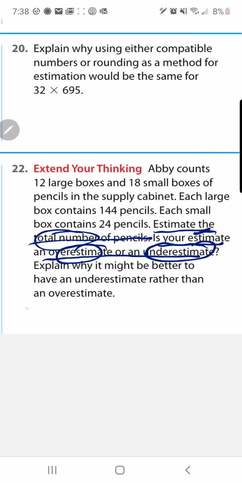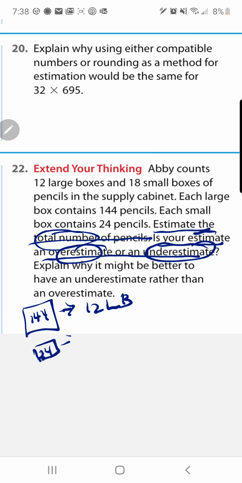First, here are the large boxes, right? And they have how many pencils in each? 144, right? And that's a total of 12 large boxes, LB for large boxes. And then, of course, we've got the smaller boxes, and each small box has 24, and that's 18 of those, 18 small boxes. So first, I've got to multiply 144 times 12 to get my actual answer. And then to get the total number of pencils in my small boxes, I would multiply 24 times 18.